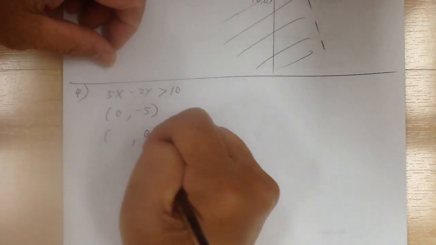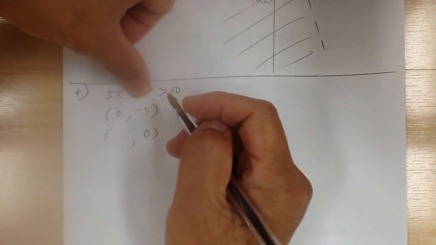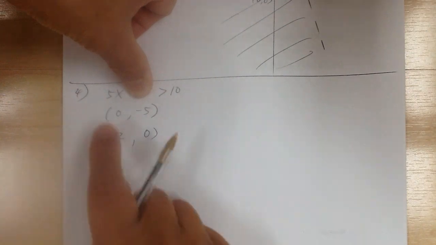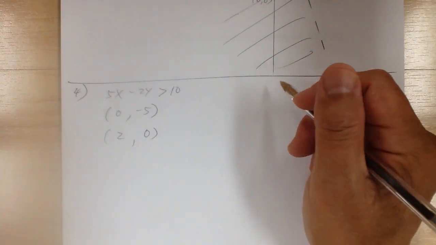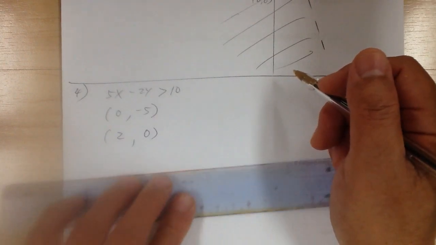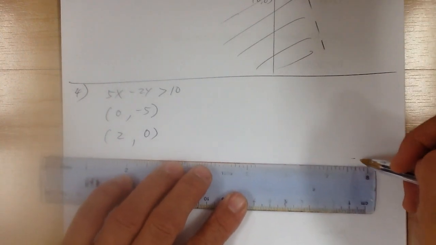And then you do the opposite, so y equal to 0, so that's gone. This would be equal to 2. You can check: 5 times 2 gives you 10. So those are your intercept points. Then after that, you can go ahead and do the graphing.